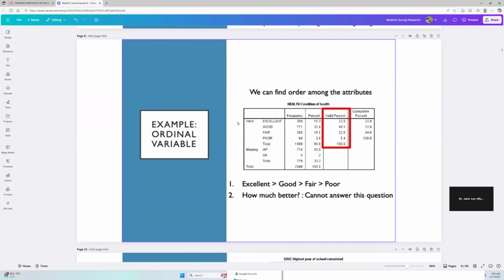Another variable is the ordinal variable. I remember that there was one question asking which is the level of measurement of strongly agree or strongly disagree.